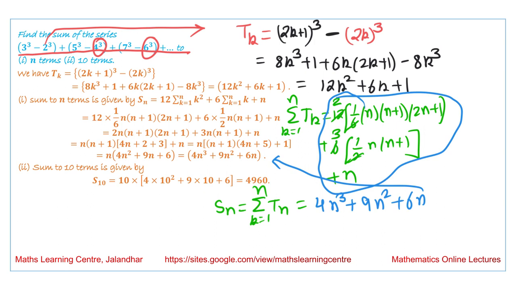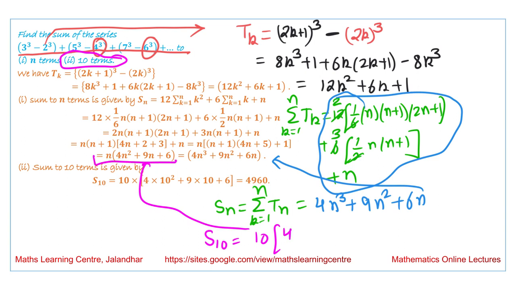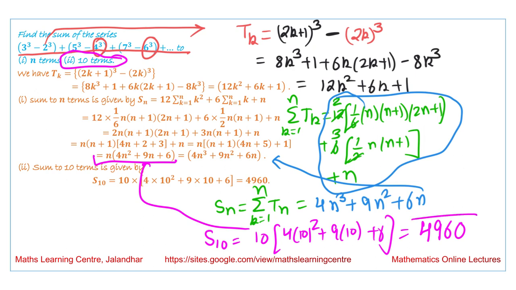Next we have to calculate the sum up to 10 terms. So we are saying S10 is equal to 10 into, we substitute the values in this formula, it is 10 into (4 into 10 square plus 9 into 10 plus 6). So the answer we get is 4960. So this is the sum of 10 terms of this series.